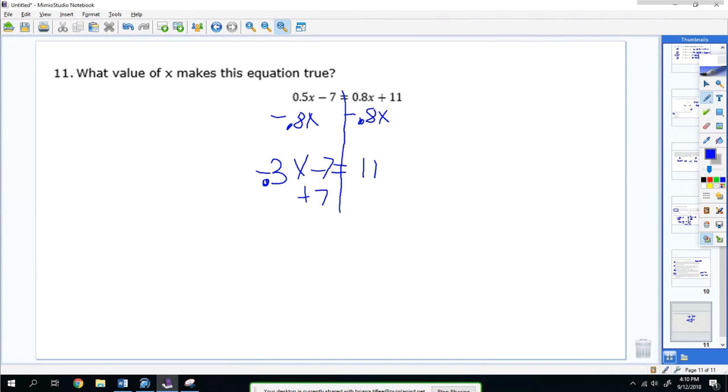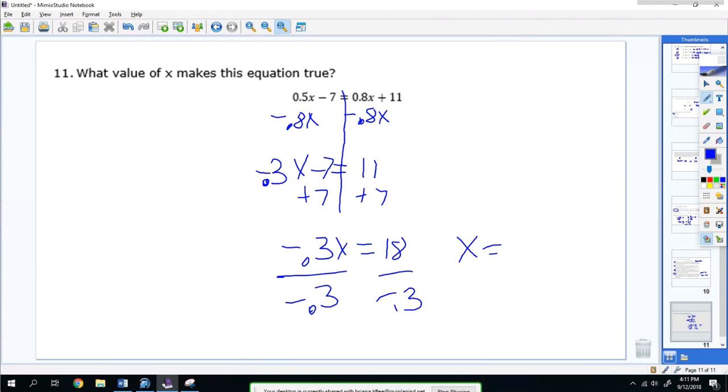I'm going to add 7 to both sides. You get negative 0.3x is equal to 18. You divide by negative 0.3 on both sides. And then when you divide it, you get x is equal to negative 60.